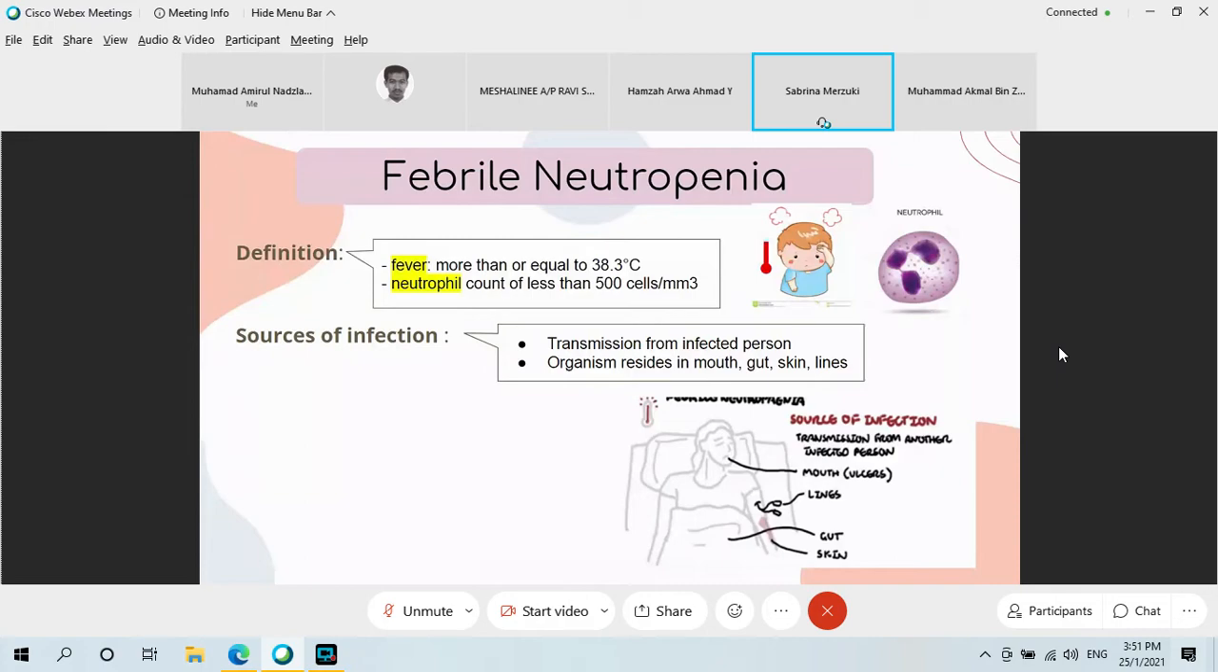So how can febrile neutropenia happen? As I just mentioned, it is a common complication of chemotherapy. When patients receive chemotherapy, it will target rapidly dividing cells, such as myeloblasts, which we know are precursors of neutrophils. When the myeloblasts are attacked, the patient will develop neutropenia. When a patient develops neutropenia, there is a high risk of developing life-threatening infection. The sources of the infection can be transmitted from other infected persons, or from organisms that reside in the mouth, gut, skin, and also the lungs.